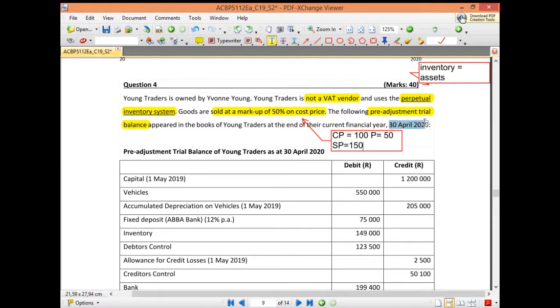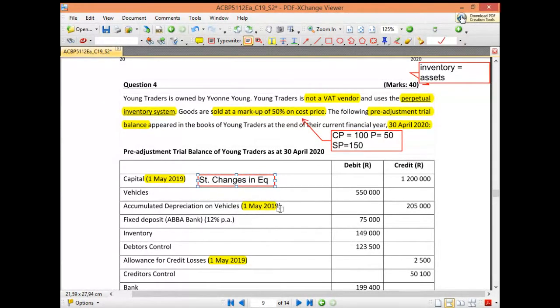So this is our pre-adjustment trial balance. Our year end is 30 April. Now what is important to note here is if they state something as 1 May, that means it has not been adjusted as yet, so there will be some form of adjustment potentially for this information. Capital at 1 May would go to your statement of changes in equity. I'm just going to make here a statement of changes in equity.